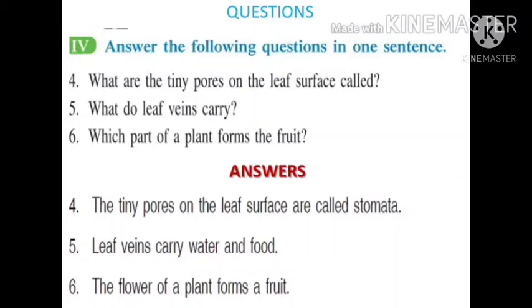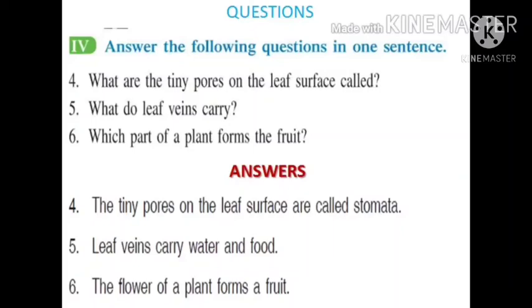Question number 4. What are the tiny pores on the leaf surface called? Answer, the tiny pores on the leaf surface are called stomata. That is all we know, the tiny pores present on the leaf surface are known as stomata. Question number 5. What do leaf veins carry? Answer, leaf veins carry water and food. So leaf veins carry water and food for the plant.